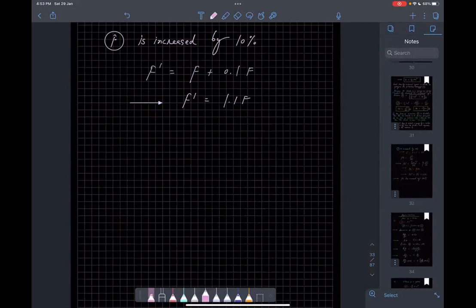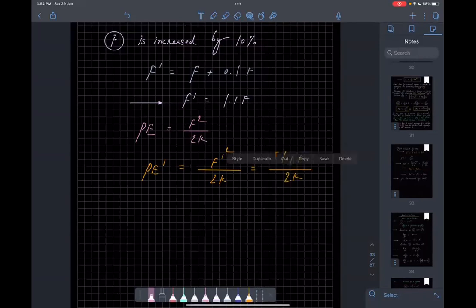So first you write potential energy. What is the final potential energy? PE prime is equal to F dash square by 2k. Do you agree? Yes, sir. Which is 1.1F whole square by 2k. It will increase by 21%, right? Yes, I got it. I'm writing whole square here.